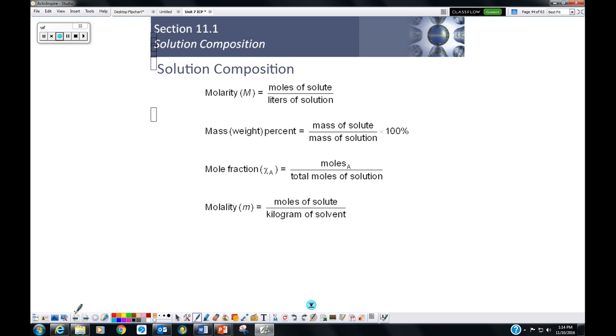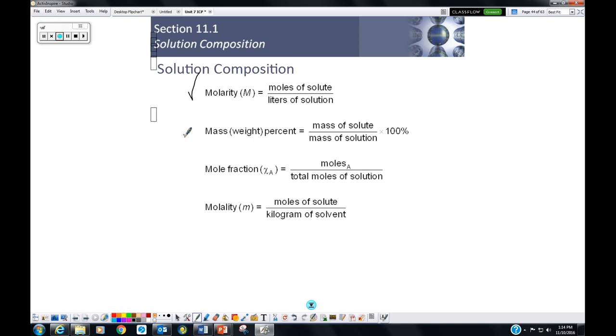All right, moving on. So in solutions, these should look familiar to you. Molarity: moles of solute over liters of solution. We've already worked with this year, but we also worked with this last year. This one should be pretty easy for you to do.